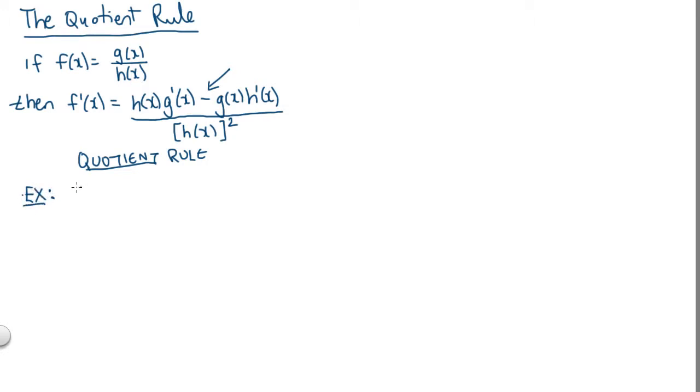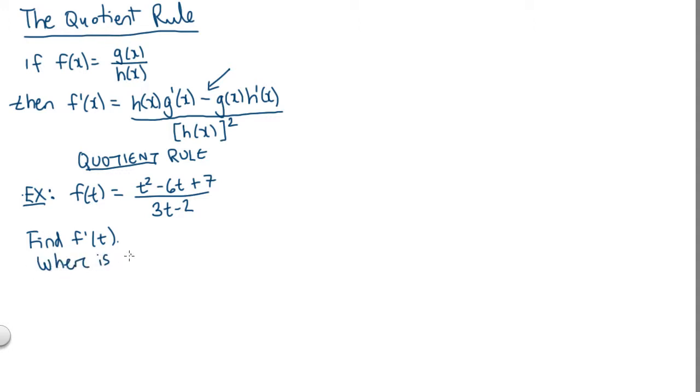So for our example, let's use a different variable here. Let's say we've got a function given in terms of t, and our function looks like t squared minus 6t plus 7, all divided by 3t minus 2. So there's f of t. We're going to find our derivative, f prime of t, and once we've got it, we'll want to figure out where is f prime of t equal to 0, and we also want to figure out where is our derivative undefined.